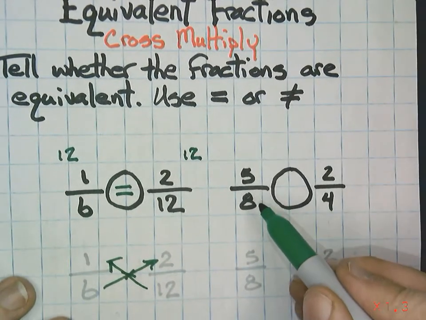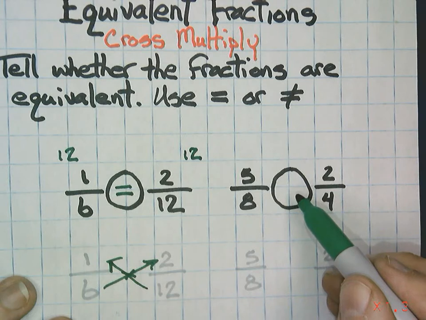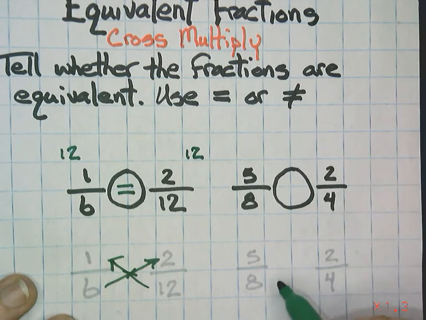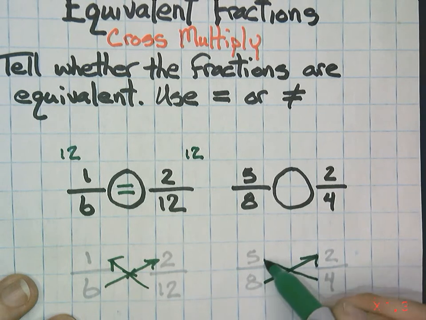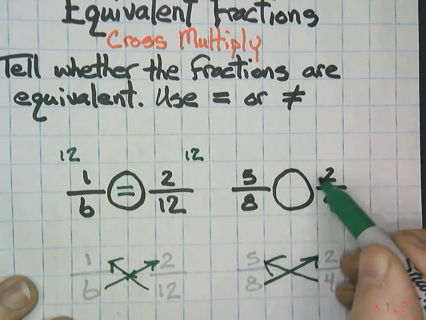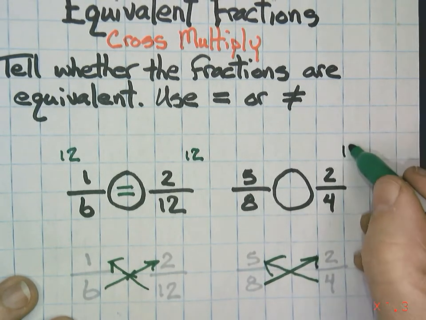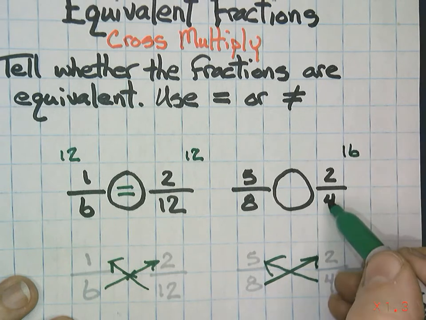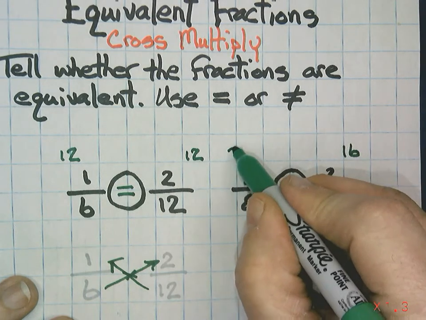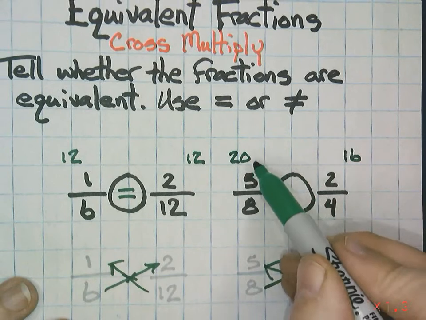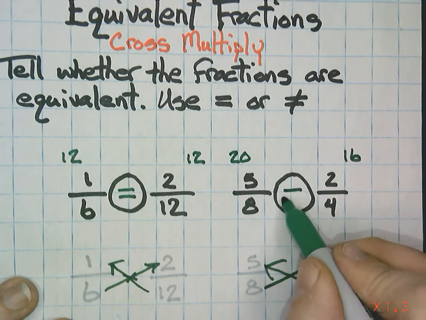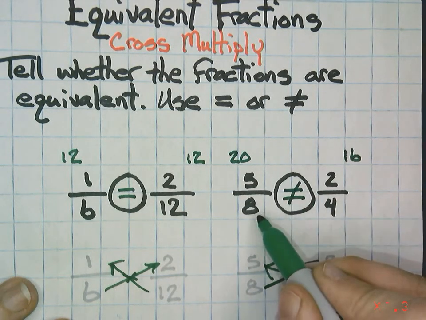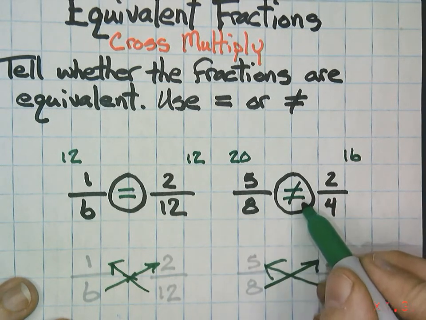Let's try another one. 5/8 compared to 2/4. Again, I'm going to multiply the 8 times the 2 and then the 4 times the 5. 8 times 2 is 16. 4 times 5 is 20. I compare the 20 here and the 16, and they are not equal. So this is not equal. 5/8 is not equal to 2/4.